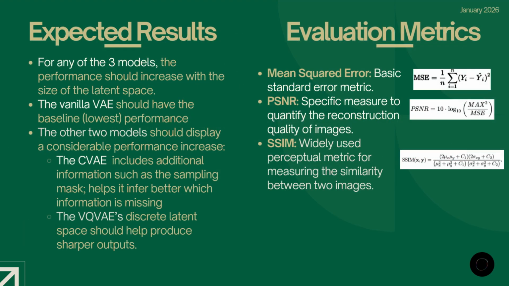Expected results. For any of the three models, performance should improve as we increase the latent space size. We also expect the vanilla VAE to be the baseline, so it is going to be the lowest performer overall. Then the other two models should give a noticeable boost. The CVAE gets extra information from the sampling mask, so it's going to better infer what content is missing. And the VQVAE uses a discrete latent space, which we expect to produce sharper reconstructions.